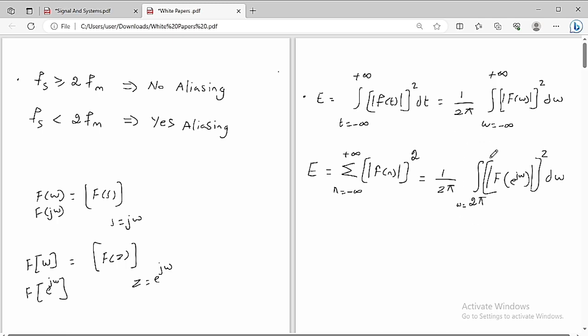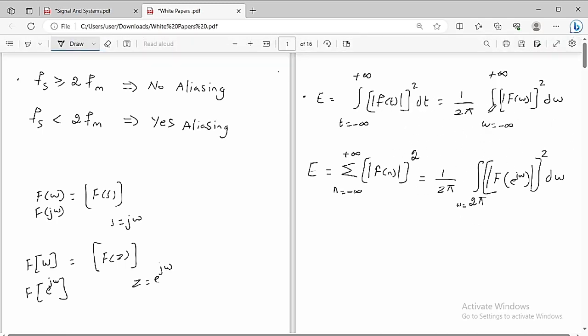So these formulas I have already told you. These two cases you always have to keep in your mind. This is the continuous time case and this is the discrete time case.